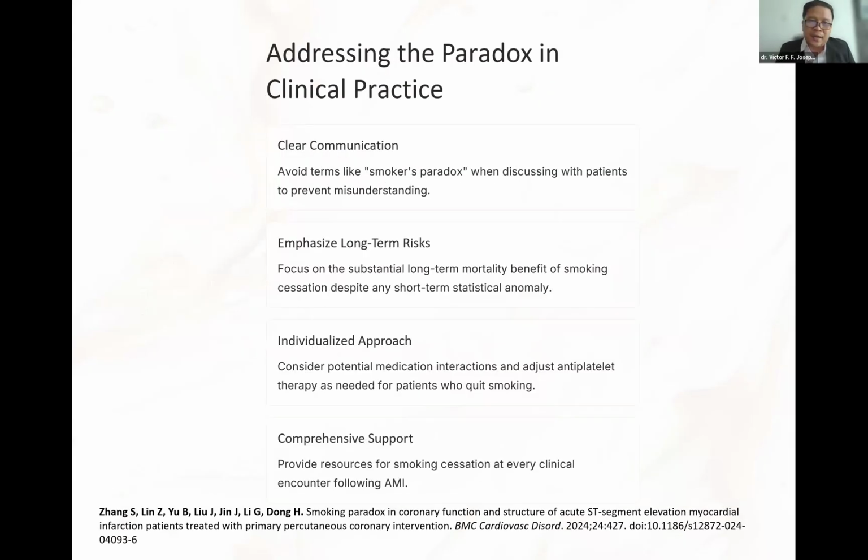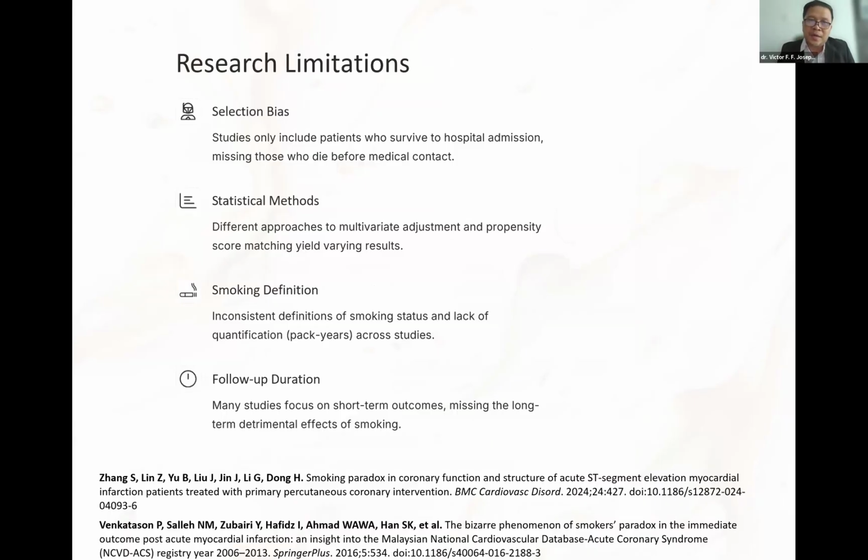To address the paradox in clinical practice, please avoid terms like smokers' paradox when we discuss this with our patients, to prevent misunderstanding. We should emphasize the long-term risks, because the long-term mortality benefit of smoking cessation still exists despite any short-term statistical anomaly. We should consider potential medication interactions and adjust antiplatelet therapy as needed for patients who quit smoking. And sure, there is a need for comprehensive support, providing resources for smoking cessation at every clinical encounter following myocardial infarction.